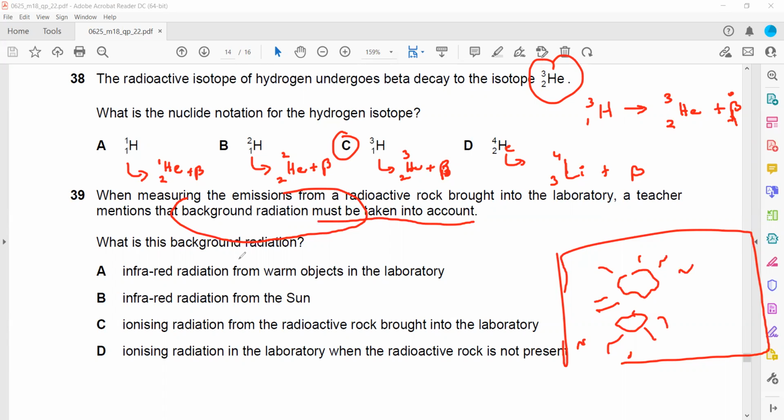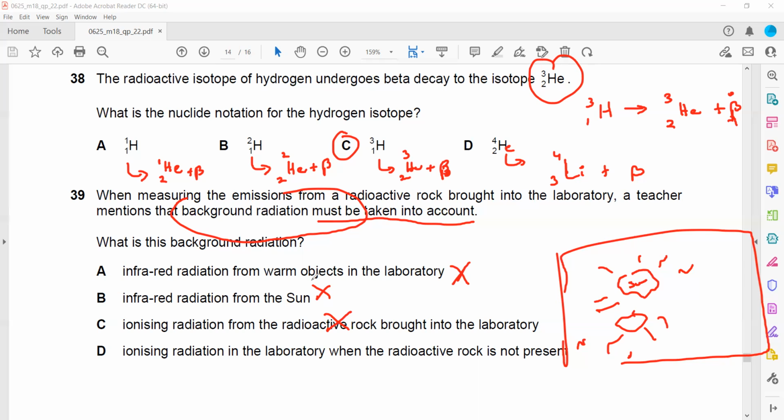What is the background radiation? Background radiation is infrared radiation from warm objects. That is wrong. Infrared radiation from the sun, that is wrong, because background radiations are also ionizing radiations such as alpha, beta, and gamma. So ionizing radiation from radioactive rocks, but rocks are the source here. They are not the surrounding, they are the source. So we don't call radiation from them background radiation, because we are determining the emission from the radioactive rocks. So rocks are the source for us.